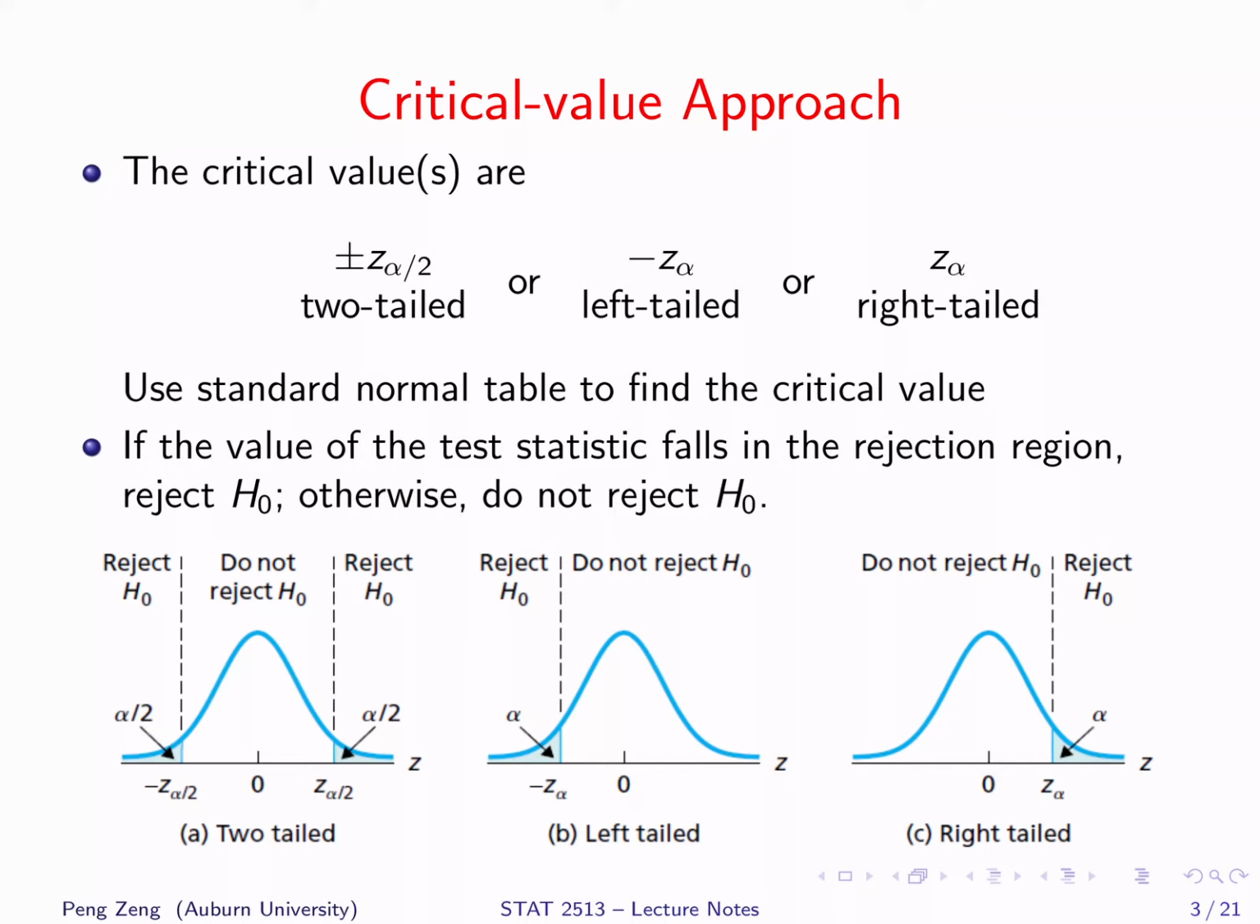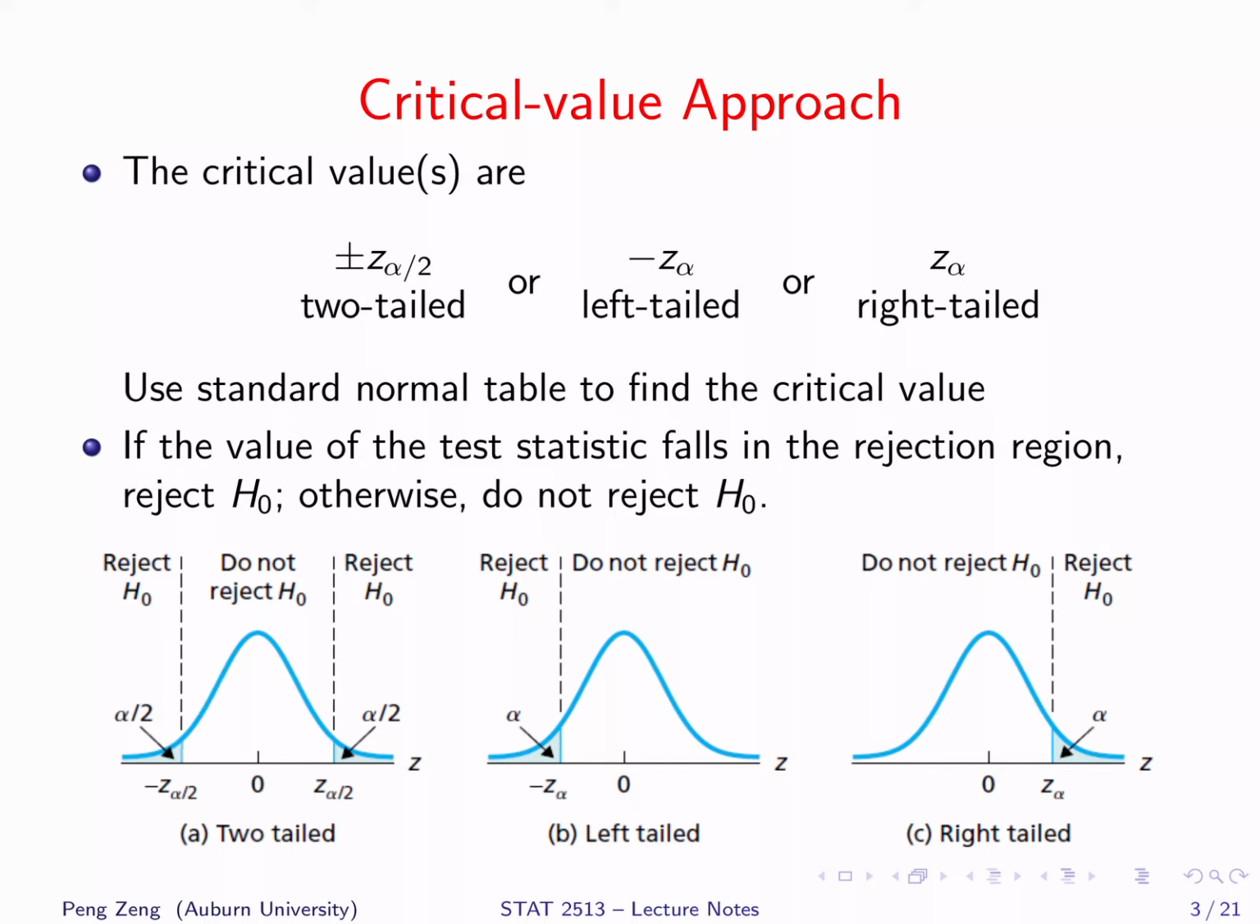There are two different ways to draw a conclusion about the hypothesis, namely the critical value approach and the p-value approach. For the critical value approach, we need to find critical values. According to which alternative hypothesis we choose, we find critical values in different ways. Recall that these critical values are boundary values for the rejection region. If the test statistic z0 falls in the rejection region, we reject H0. Otherwise, do not reject H0.